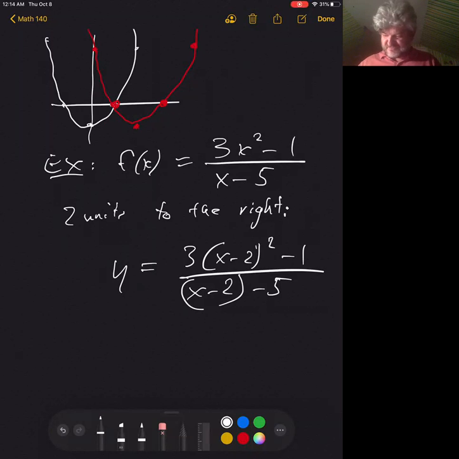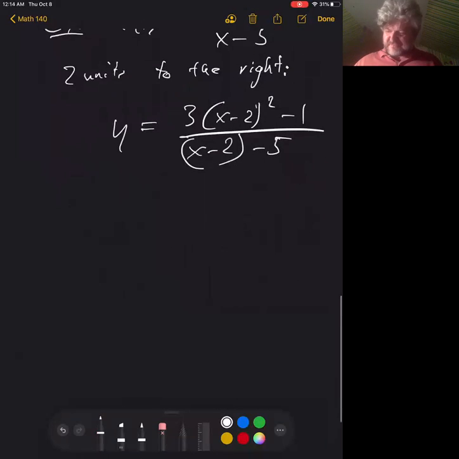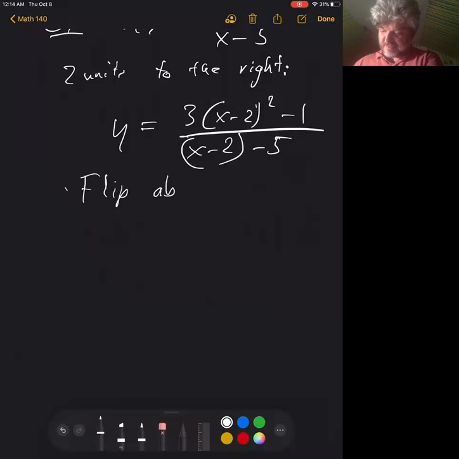Well, little surprise. Or no surprise at all, I should say. Okay, last kind of transformation is flips. First, let's do a flip about the x-axis.